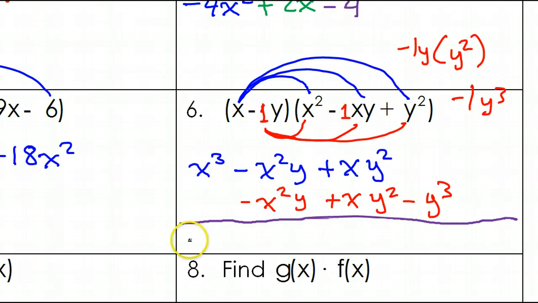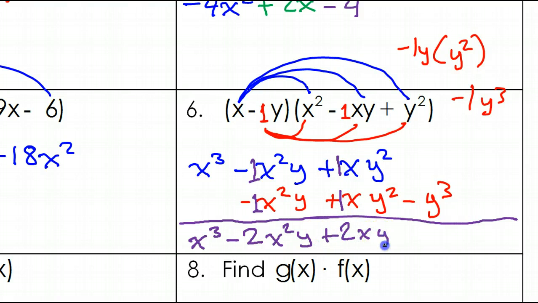The x to the third power doesn't have a like term, so we'll just bring that down. All right, and this is like negative 1 of these and another negative 1 of these. So together that makes negative 2 of these. So negative 2x squared y. This is like positive 1 of these and another 1 of these. So that makes 2 of these. And then the negative y to the third power, you just bring that down. So this purple would be your answer to number 6.